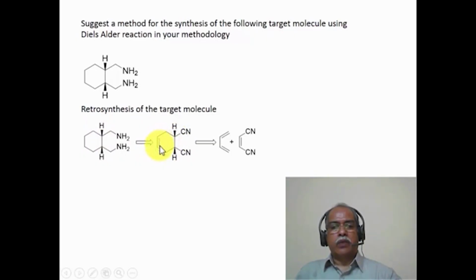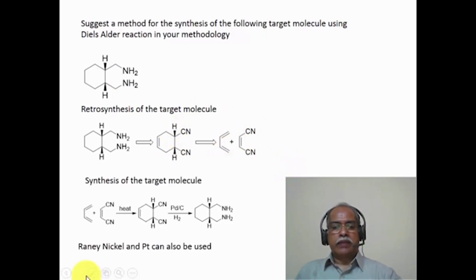This on hydrogenation would give you the double bond saturated as a saturated carbon here. Simultaneously, the cyano functional group can also be hydrogenated to give the primary amine which is in the target molecule. This can be a Diels-Alder adduct arising out of butadiene and dicyanoethylene as the dienophile, for example. The Diels-Alder adduct is essentially a cis adduct, so you need to have a cis isomer of the dicyanoethylene to form the cis isomer of the product that is shown here.